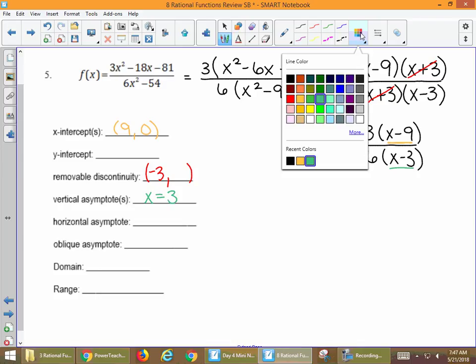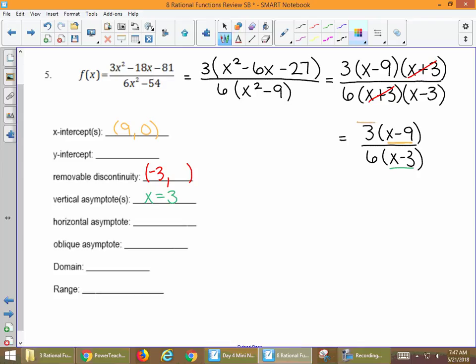And then our horizontal asymptote comes from the relationship between the top and bottom. These are the same degree, x squared over x squared. 3 over 6 reduces to 1/2. We're always writing those as equations. You're not going to get credit if you don't write those as equations. We have a horizontal asymptote. We don't have an open.